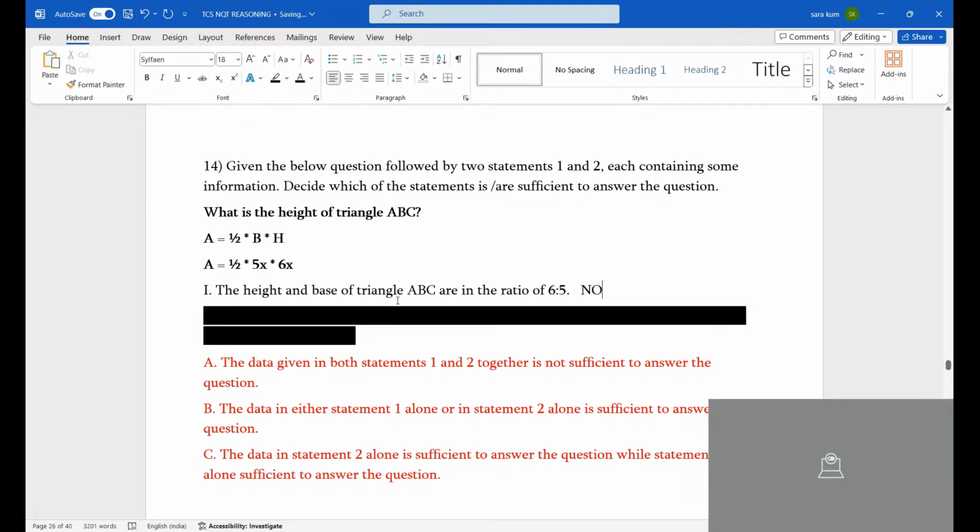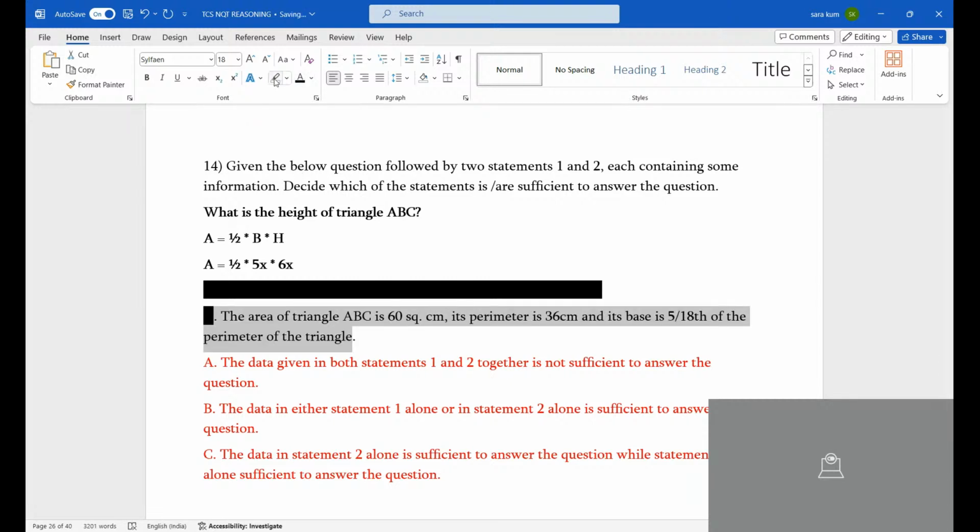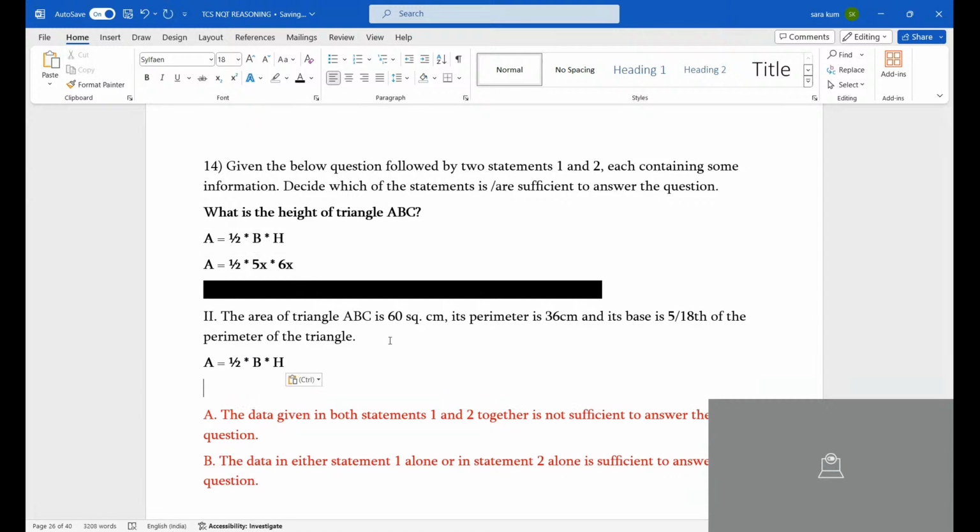Okay, so now what do you do? You do two alone. Ignore one alone. Just watch if two alone is sufficient. So what does two alone say? Two alone says the area of a triangle ABC is 60 square centimeters. Its perimeter is 36 centimeters, and its base is 5 by 18th of the perimeter of the triangle. Okay, so here the area is given. So I'll write the formula here. The area is given as 60 centimeter square.